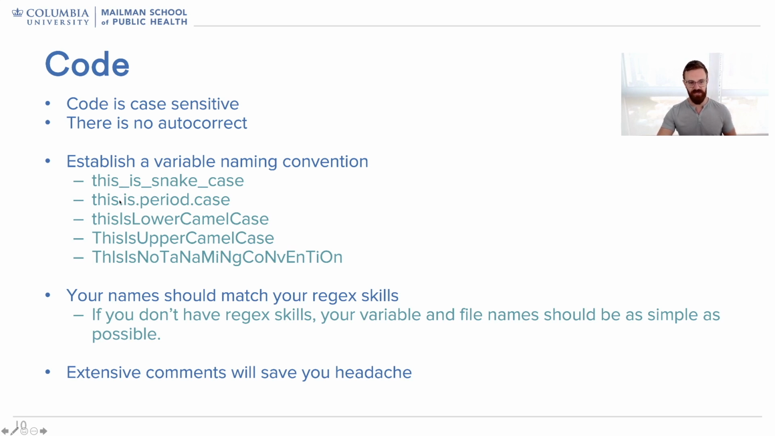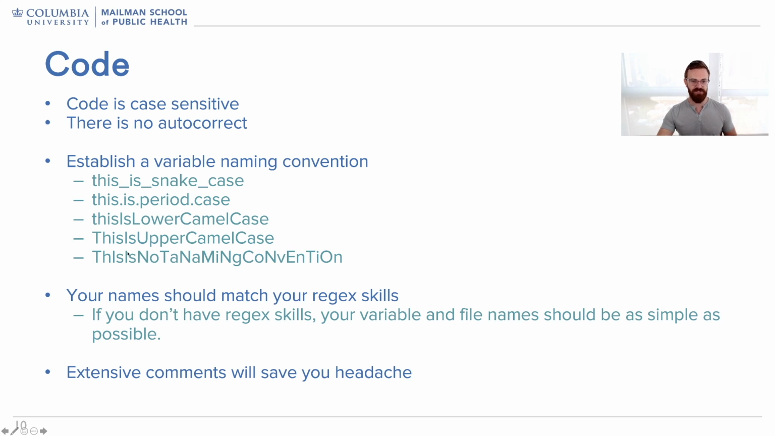Period case is a lot like snake case, but replaces the underscores with periods. Camel case, this makes a little bit more sense to me. I guess you have the camel's humps, right? You can have lower and upper camel case depending on whether or not you start with a capital letter. I'm not making this up. You can also alternate capital and lower case, but please don't do this.